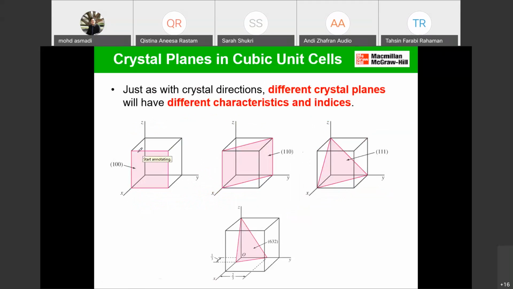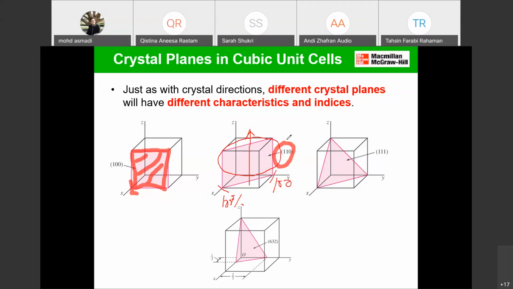We call this position 100. Similarly, for direction indices, 110, but this one is in plane, or area. This one is 110. If you look here, the intercept is 100% for x, and for y also 100%, but this one is infinity for z because the plane is parallel with the axis.